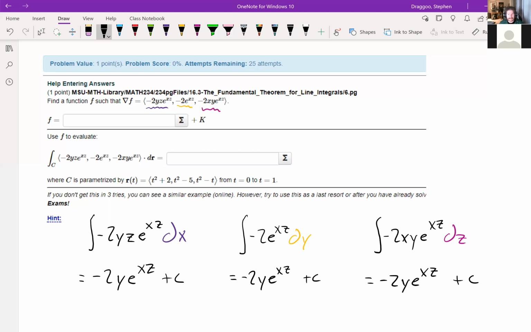So I haven't picked the most exciting example because in each of these cases, all three parts integrated to the same function, which means that there's no real combining that I have to do. I just look at each piece. I want to pick out all of the unique terms that show up in these integration pieces, and then just add them all up to say that that must be what my function is. These things all came out to the same thing, which means my original function f should be just 2y e to the xz.